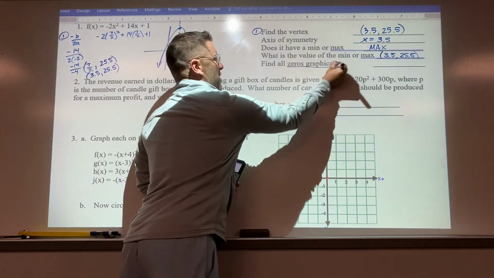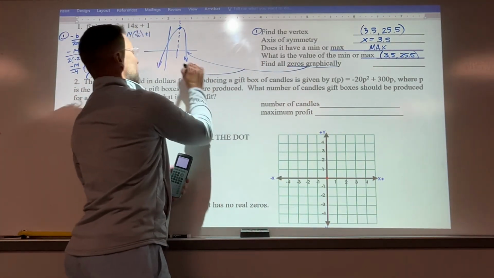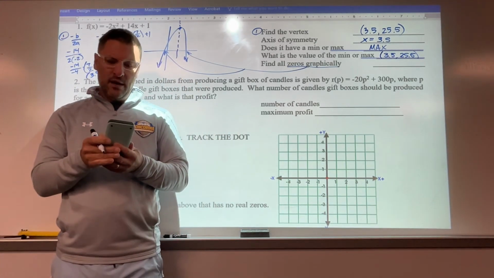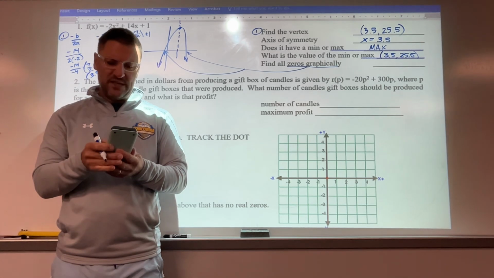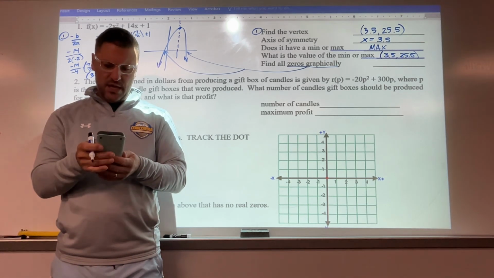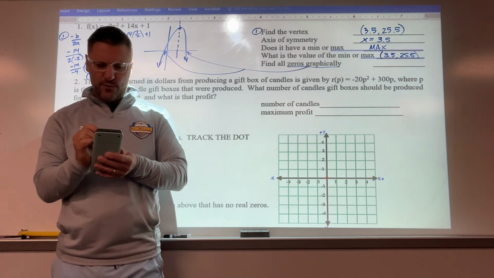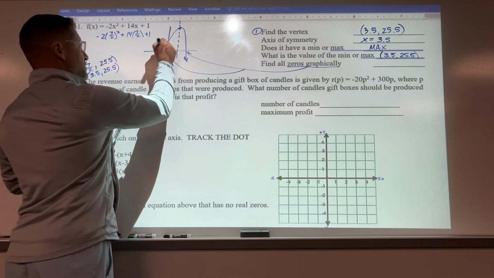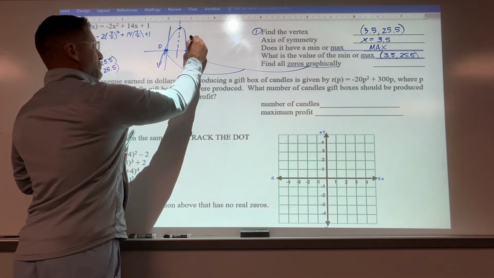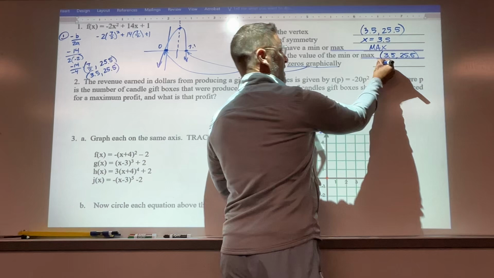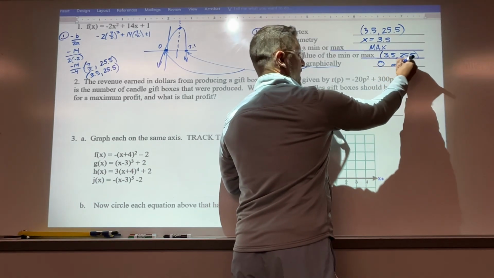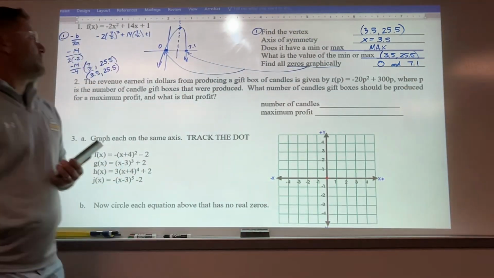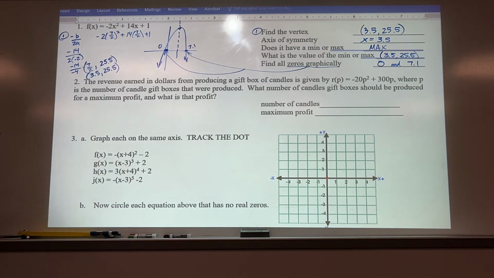And zeros graphically are these spots. All you do on your calculator is go there and zoom in. I can tell one of them looks like it goes right through 0. And then the other one is 1, 2, 3, 4, 5, 6, 7.1-ish. So there's one that goes through 0, and one that goes through about 7.1. So the zeros are 0 and 7.1-ish, and we found all of the stuff for that quadratic.